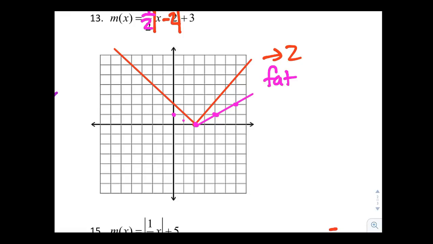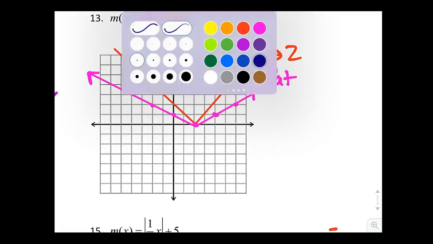3, I don't feel like doing. 4, I go to 2. So on and so forth. I get this half. It's fatter. It's a fraction. It's short. It's a shrink. Any of those words work. Then I move up 3 from there.